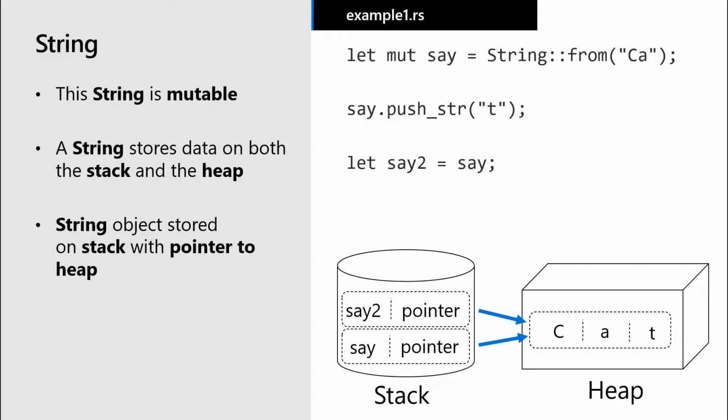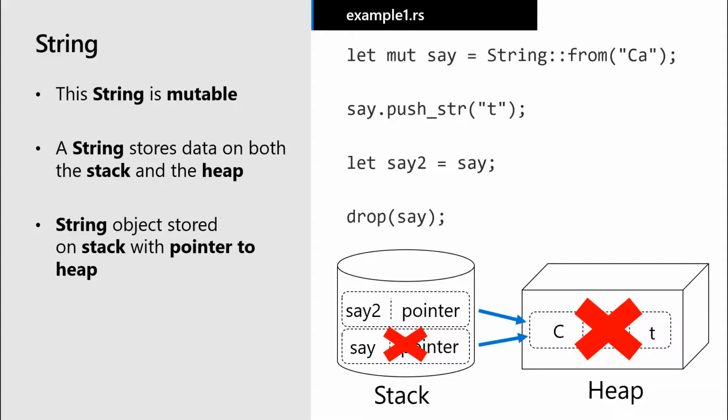This means our second string would have the same pointer as the first string. While we do copy what is stored on the stack, we do not copy what is stored on the heap. So the pointer associated with the second string would point to the exact same address as the pointer associated with the first string. This introduces a new question. What if we were to delete or drop the first string?